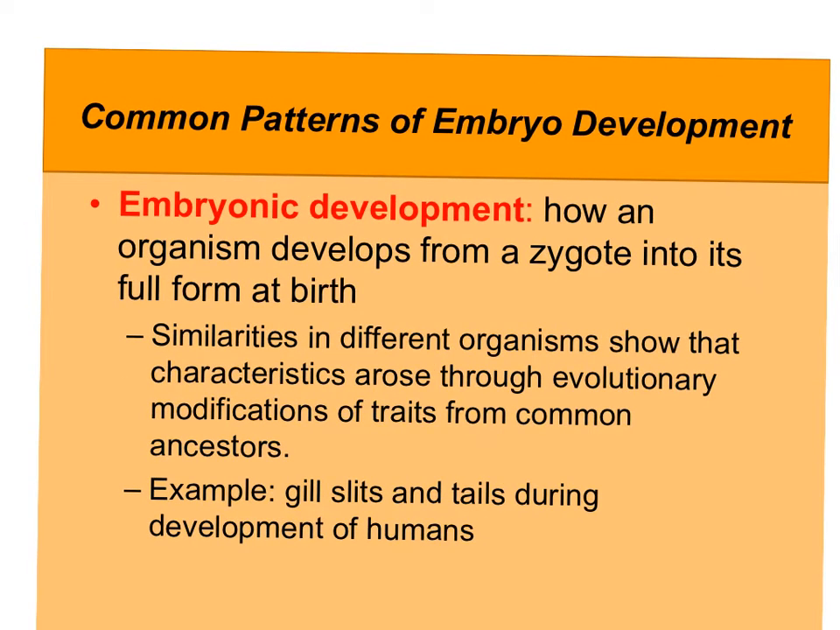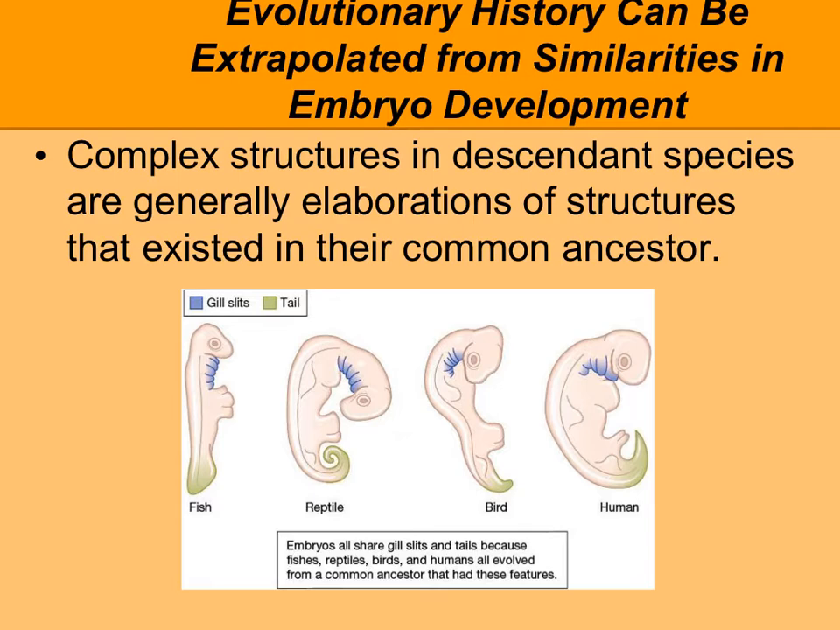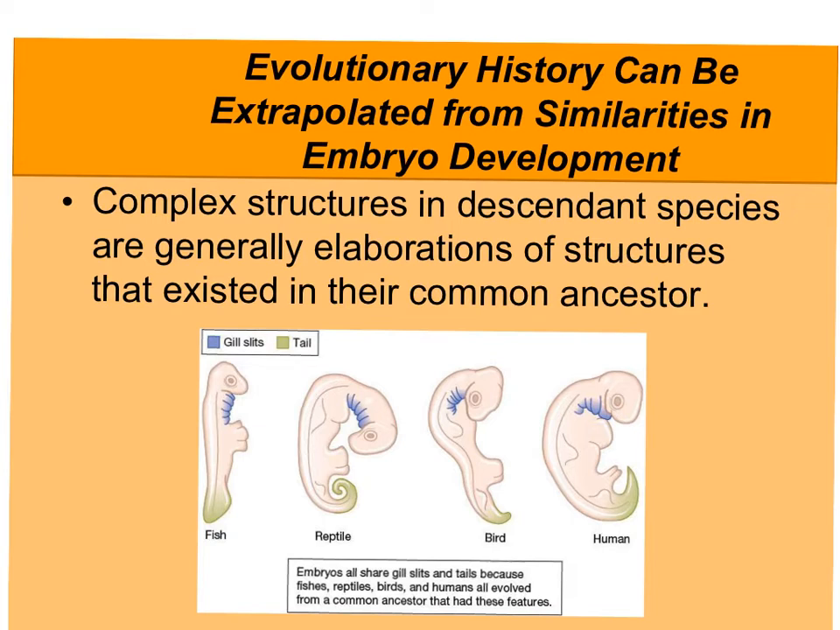Okay, and then more on embryonic development. So we already went over this in that little video, but complex structures in descendant species are generally elaborations of structures that existed already. So again, fish, reptile, bird, human, and at a certain point in development, we all have tails and we all have gill slits. But reptiles, birds, and humans live on land, and so the tails of reptiles are still there, but the gill slits are all gone, and now there's lungs, and the birds and humans have lost their tails.